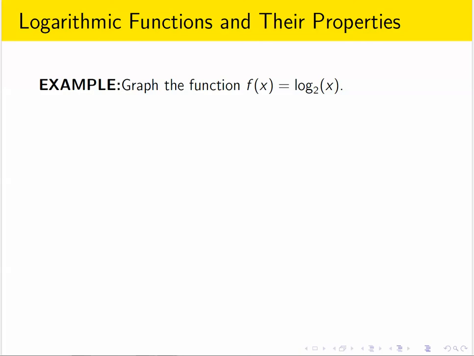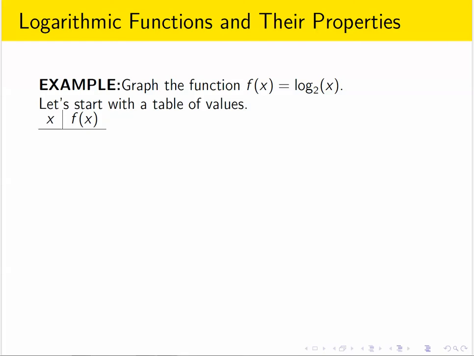Let's take a look at graphs of logarithm functions in order to get a better understanding of how those functions behave. So let's take a look in particular at the graph of the function log base 2 of x. So we can start by constructing a table of values to help us graph it.